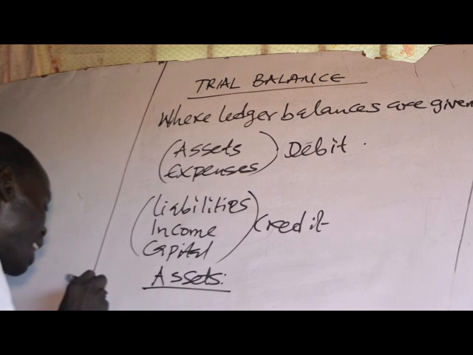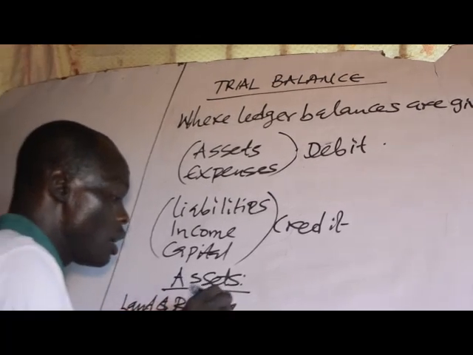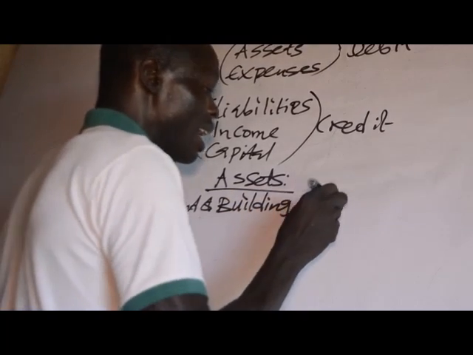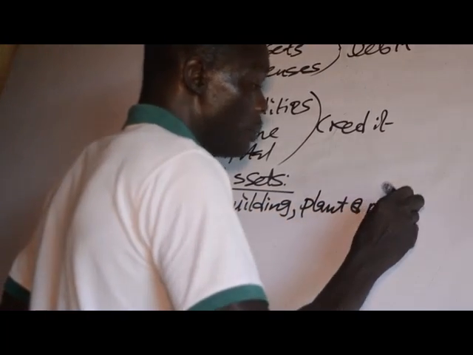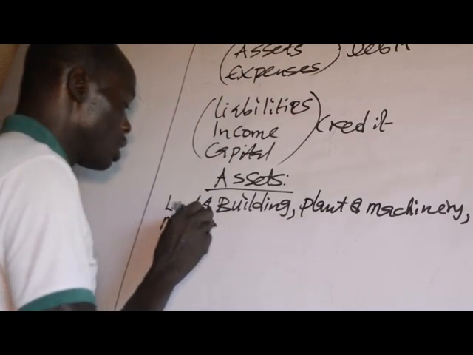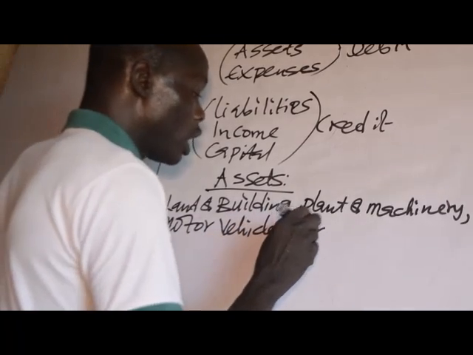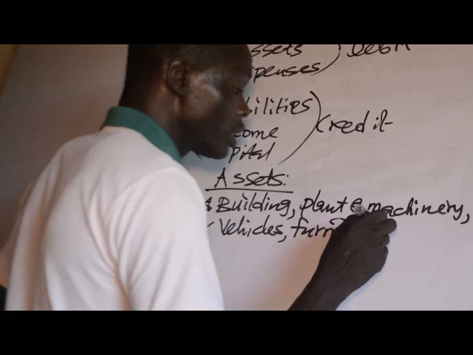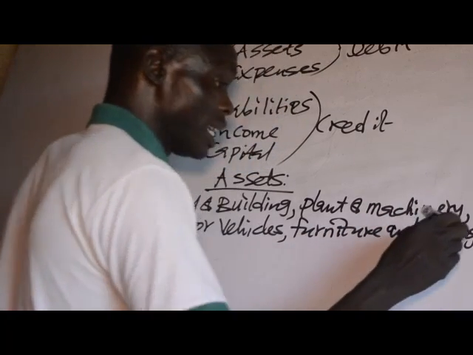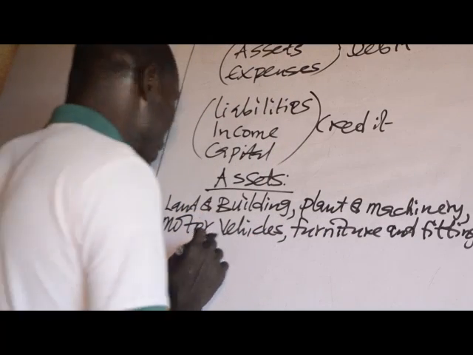Examples of assets are land and building. Land and building could be a property to the business. Plant and machinery could be a property of the business. Motor vehicles could be a property to the business. Furniture and fittings. All these are properties of the business. I've told you that any assets at all, they should be debited.